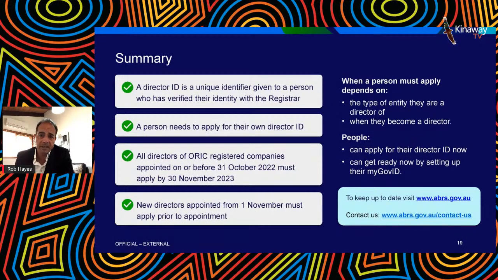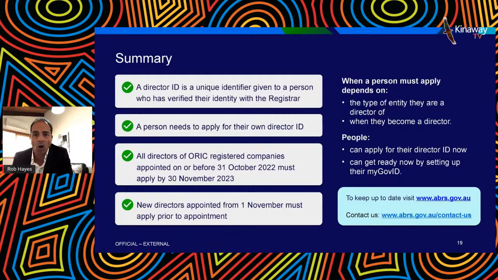So before we open this up for questions, a couple of key things to cover off. A director ID is a unique identifier given to a person who has verified their identity with the registrar. A person needs to apply for their own director ID. This can't be done by your accountant. It can't be done by your company secretary. It can't be done by a friend or other family member. It needs to be done by the director themselves.